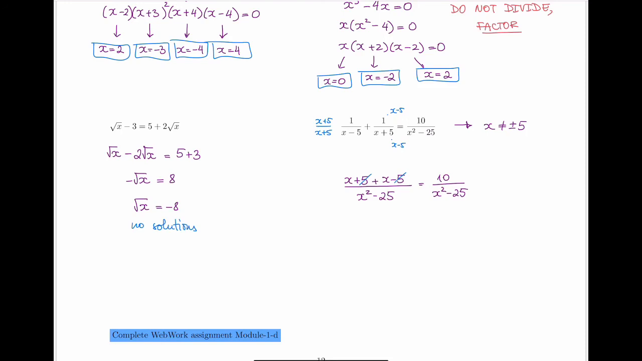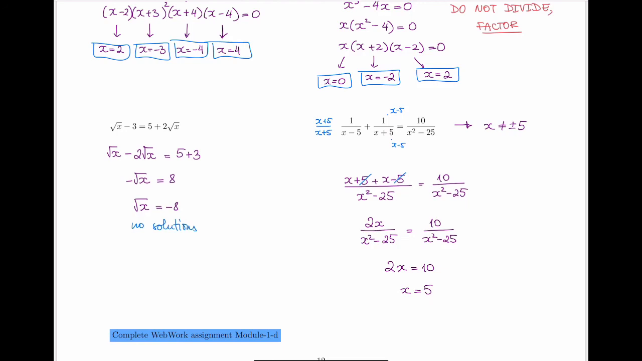And so what I have on the left-hand side is actually 2x over x squared minus 25 equals 10 over x squared minus 25. Okay? So notice that if the denominators are equal, then in order for my fractions to be the same, the numerators have to be equal to each other as well. So in my next step, I can simply proceed to say that 2x is equal to 10, which means, of course, that x is equal to 5.